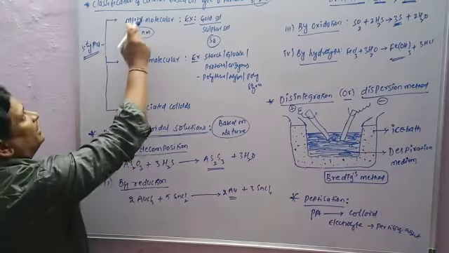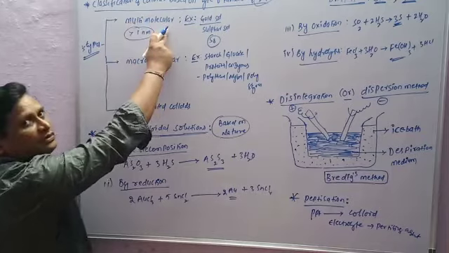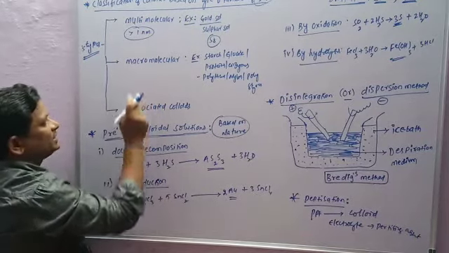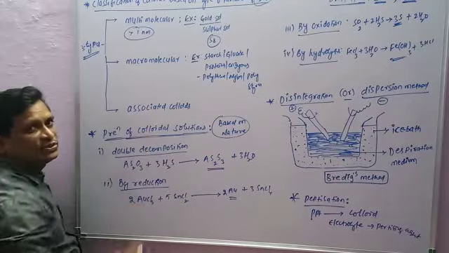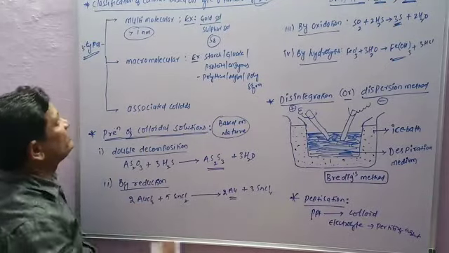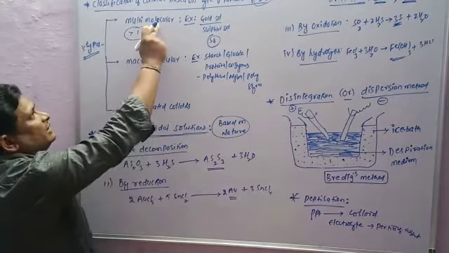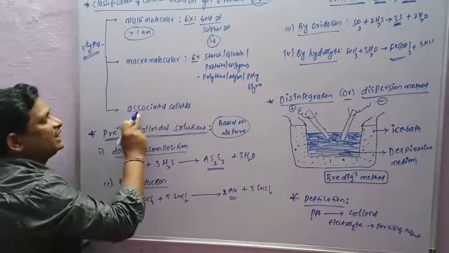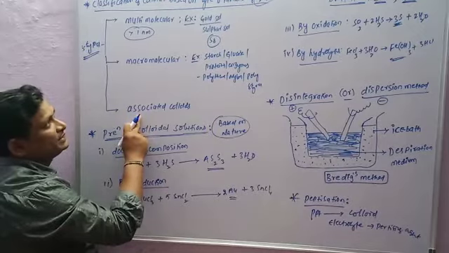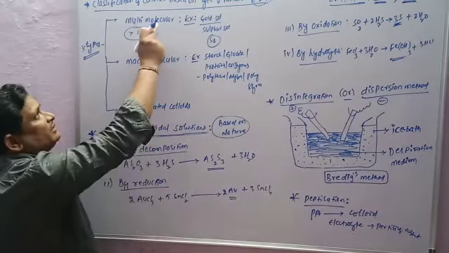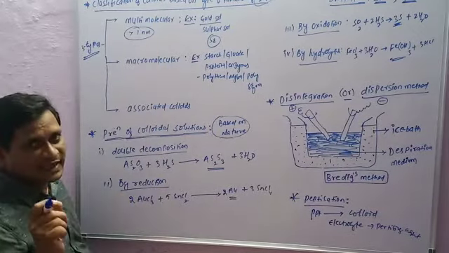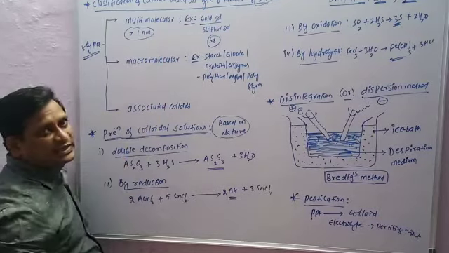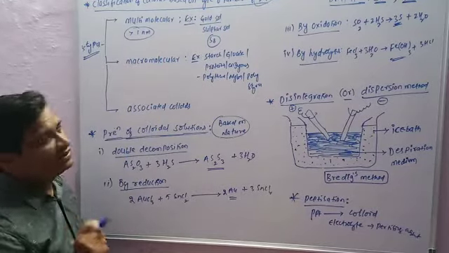One is multimolecular colloids, second one is macromolecular colloids, and third are the associated colloids. So three types. Generally, multimolecular colloids size is greater than 1 nanometer.